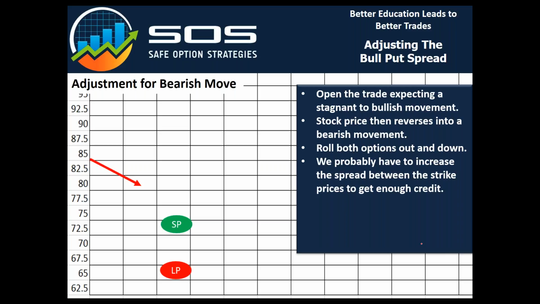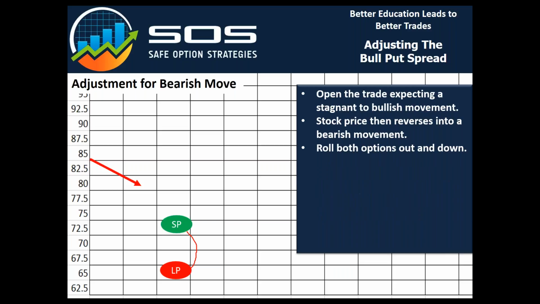The reason this is not the most preferable adjustment is because we add not only time to the trade, but there's a good chance we're going to add more risk to the trade. If we started out with the 80 and the 77.50 strike prices, let's say hypothetically, this was the 77.50 strike that we started out with. If we're going to make this adjustment where we roll both of our options out and down to lower strike prices, that $2.50 spread may end up turning into a $5 spread. It may turn into a $7.50 spread. And that adds risk to our trade.